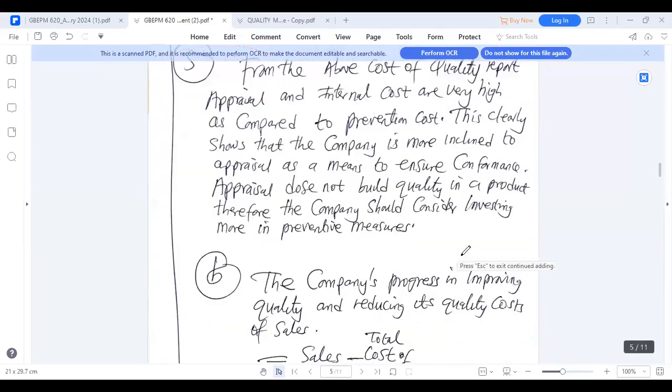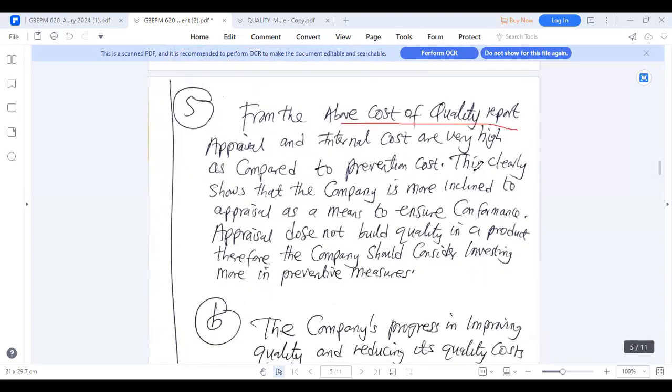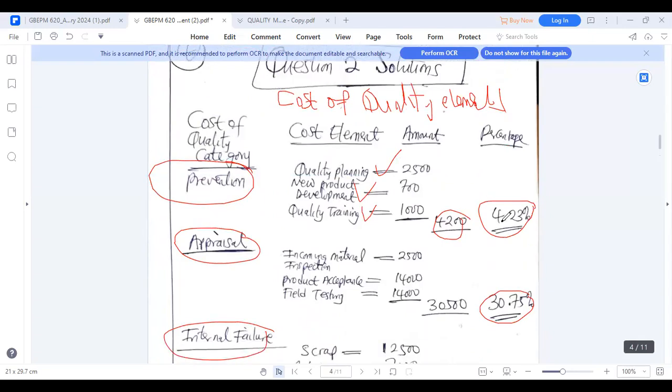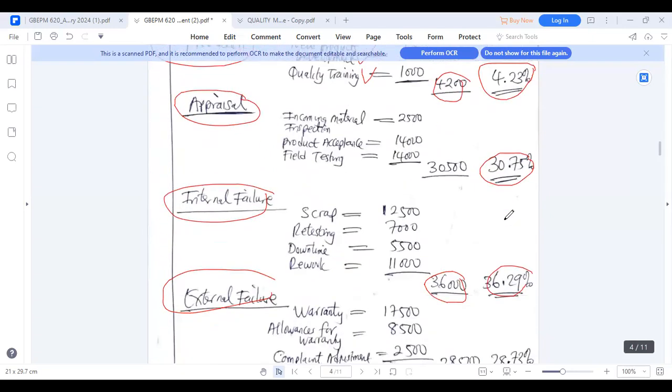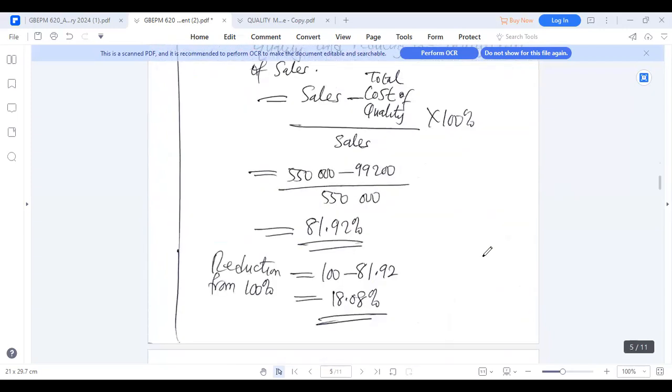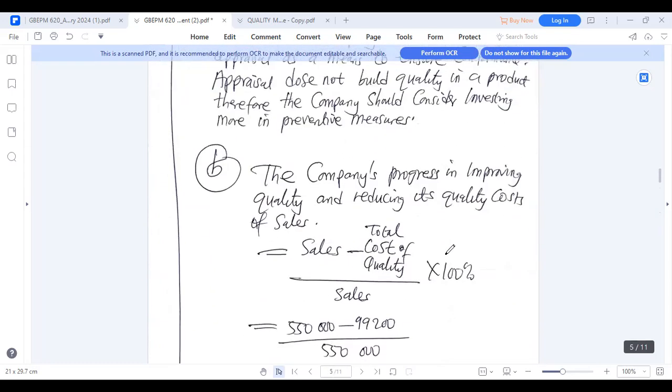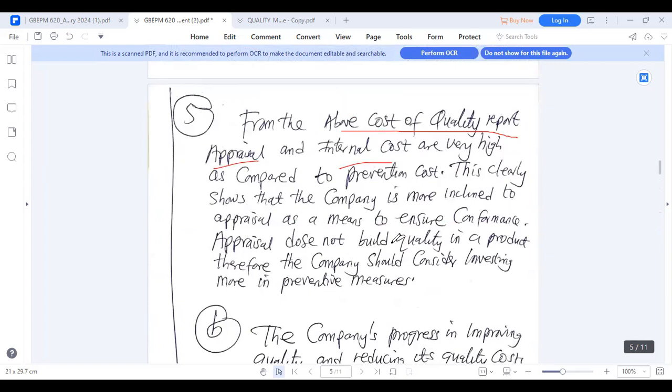So this is what we have here. From the above cost annual report, the appraisal and internal failure costs are very high. What we are simply saying is that they are very high as compared to prevention costs. So this clearly shows that the company is more inclined to appraisal as a means to ensure conformity.